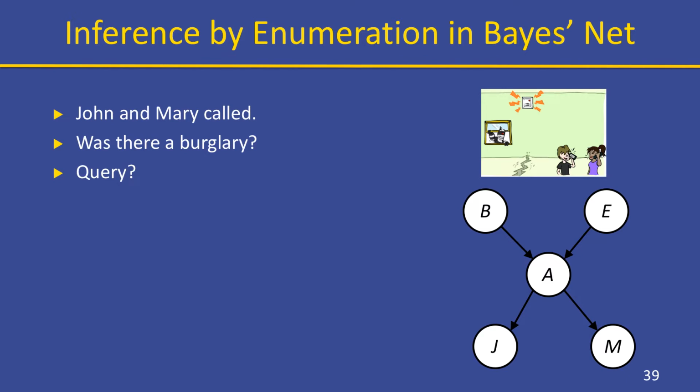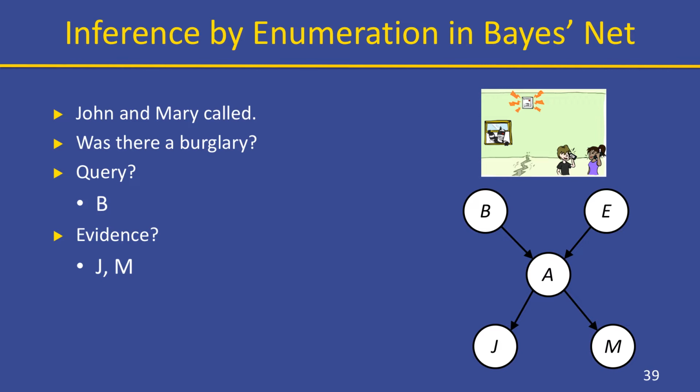So what is the query here? The query is the burglary, right? This is the random variable that I'm wondering about. Was there a burglary at my house? And the evidence here is the fact that John and Mary called. So J and M are my evidence variables. I did not actually talk to them. All I know is that they called.